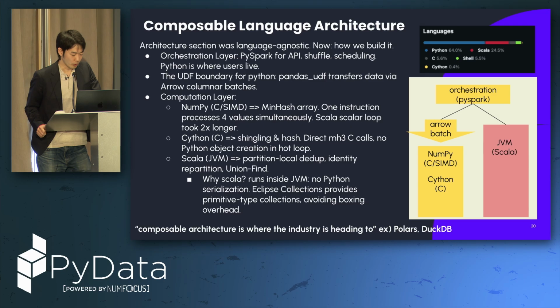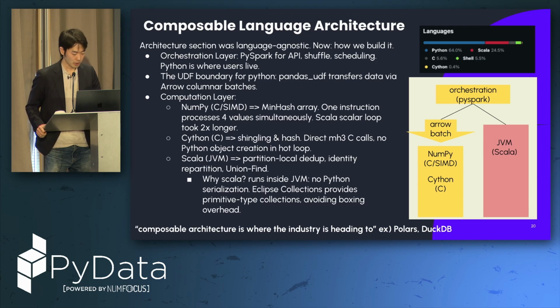Second point is about shingling and hashing. Python and C are used in this computation layer. MH3 is written in C, so we can directly call the C function in the shingling and hashing. And then this can avoid Python object creation in the loop.